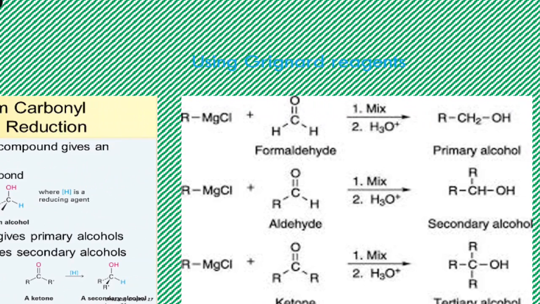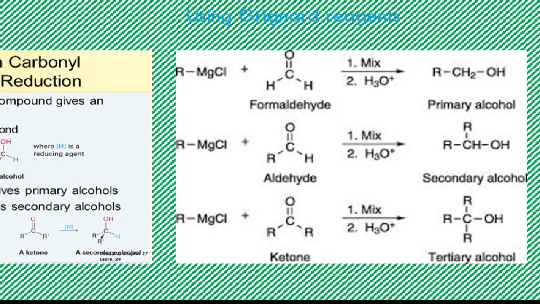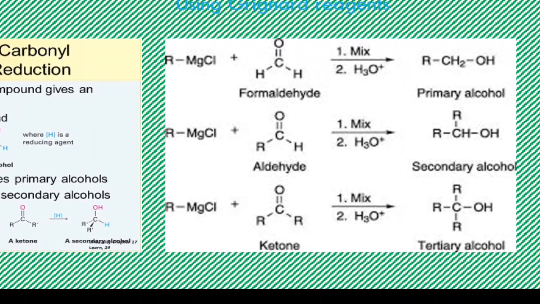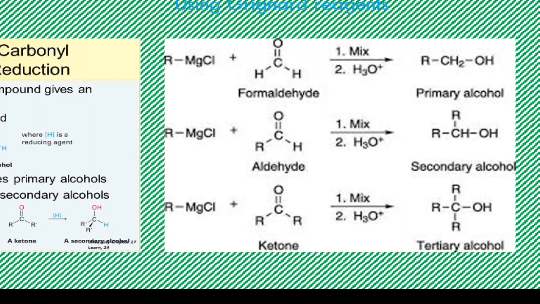Aldehydes and ketones can also be converted into the corresponding alcohols with the help of Grignard reagents. If you take formaldehyde, react it with the Grignard reagent, and in the next step go for acid hydrolysis, what you will get is the primary alcohol. If you take an aldehyde, in which the carbonyl group is attached with at least one alkyl group, you will get a secondary alcohol, and in case you are taking a ketone, following the same procedure, the final product will be a tertiary alcohol.